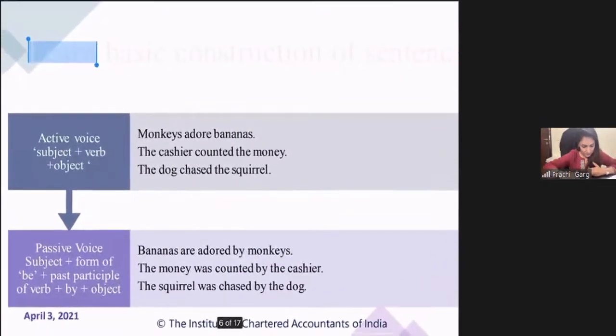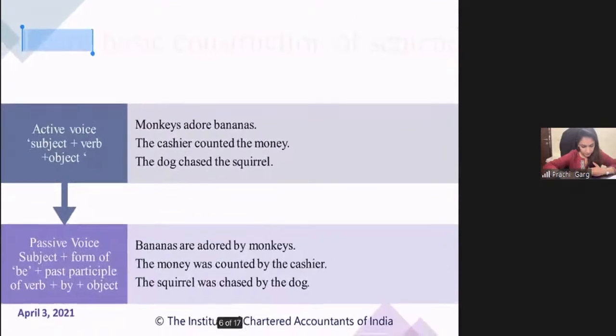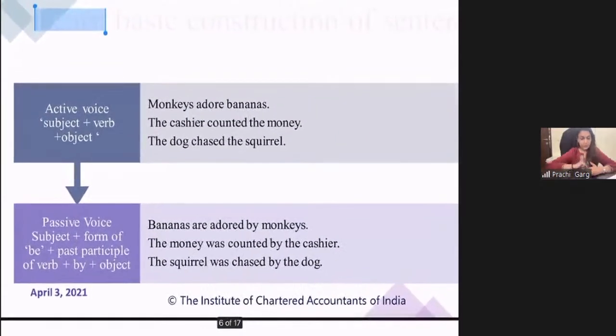Okay, look at this example. The sentence structure of active voice is subject, verb, object, like a normal sentence structure. Monkeys adore bananas. The cashier counted the money. The dog chased the squirrel. Simple. The one who is doing the action is the subject, then there is the verb, and then there is the receiver of the action, whom we also call the object.